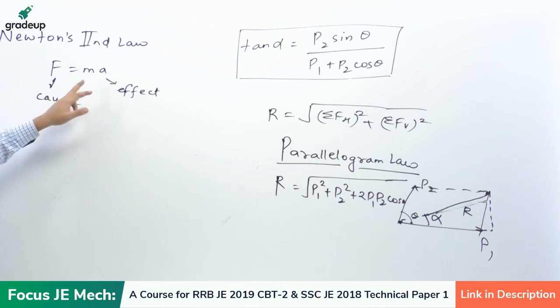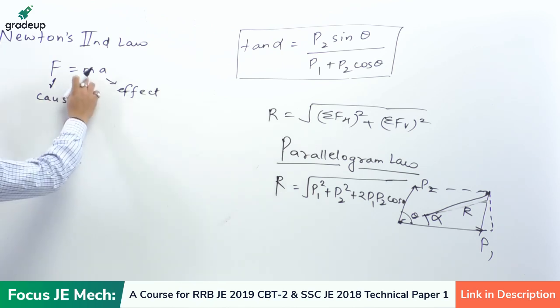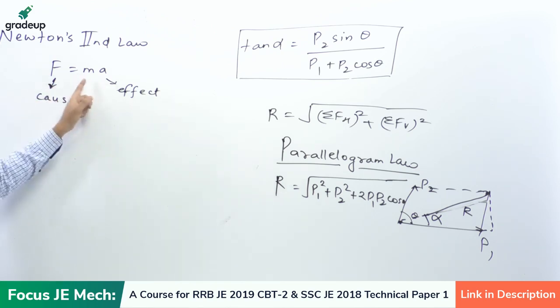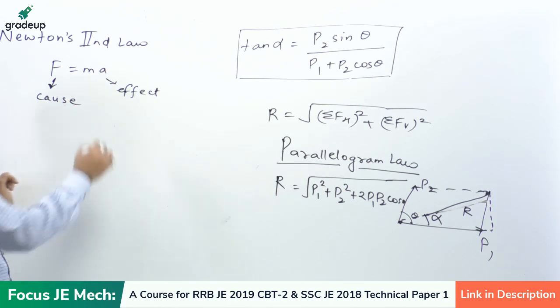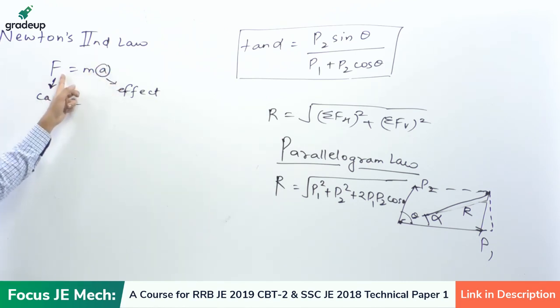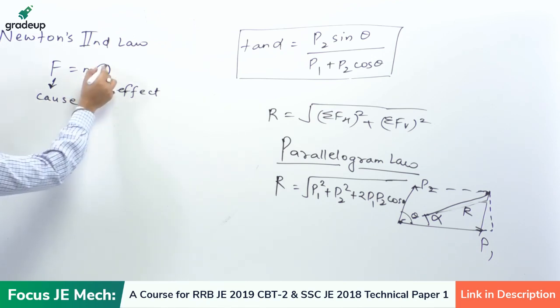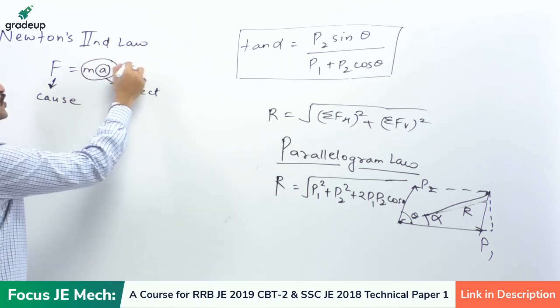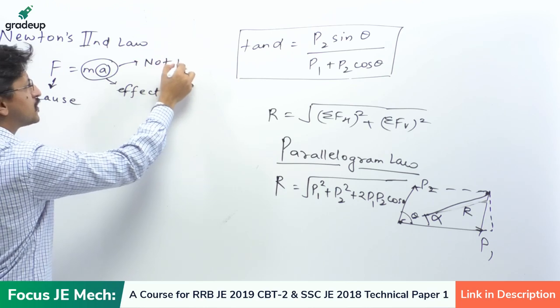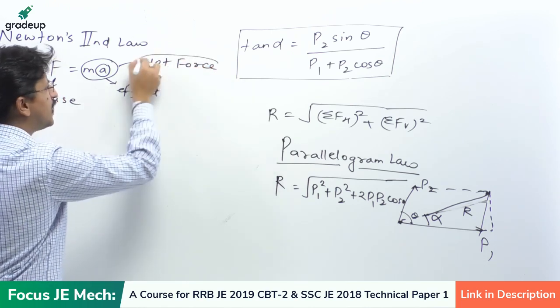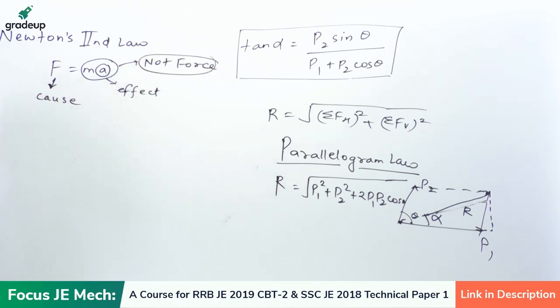So for a body of mass M, if you require to produce an acceleration of A, the force that is required will be equal to mass into acceleration. But don't call this force. This mass M into A is not force. This is mass into acceleration only. Clear? Please remember this. This is not force.